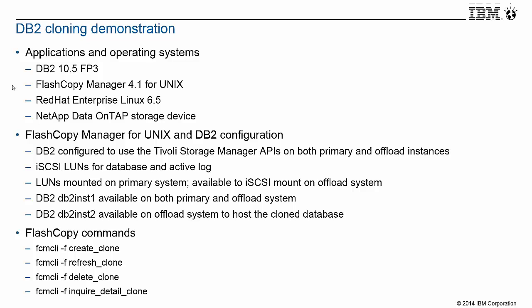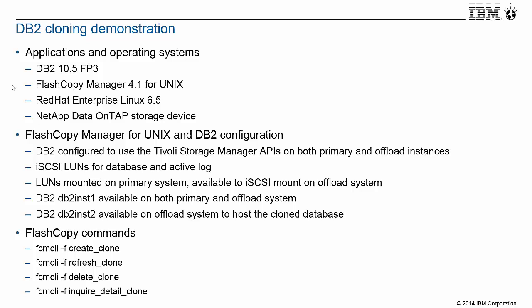We're going to do a short demonstration of cloning, and for our demonstration we're going to use DB2 10.5 Fix Pack 3, so that's the latest version of DB2 as of this recording, but we do support other versions of DB2. We're going to use FlashCopy Manager 4.1 on Unix. We'll use Red Hat 6.5, but we support other variations of Linux as well as other Unix operating systems like AIX. And our backend database is going to be a NetApp device, although as mentioned previously we support other storage devices.